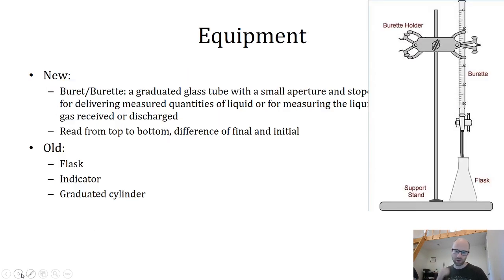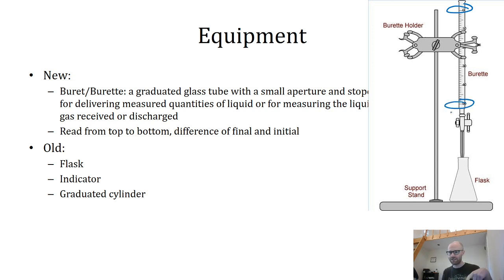A couple more things to talk about. What we have here is one piece of new equipment and several pieces of old equipment. Like I said, the burette holder was exactly why I picked that image, but I wanted to pick one that was a little bit easier to understand. What we have here is a burette. That's the tall glassware. If you'll notice on the picture, there's a 0 at the top and a 50 at the bottom.